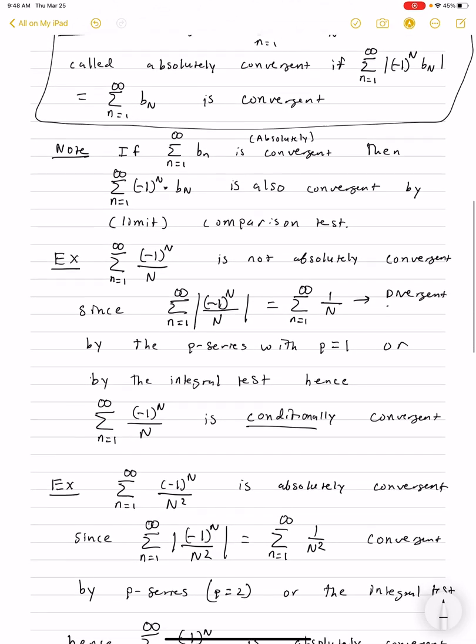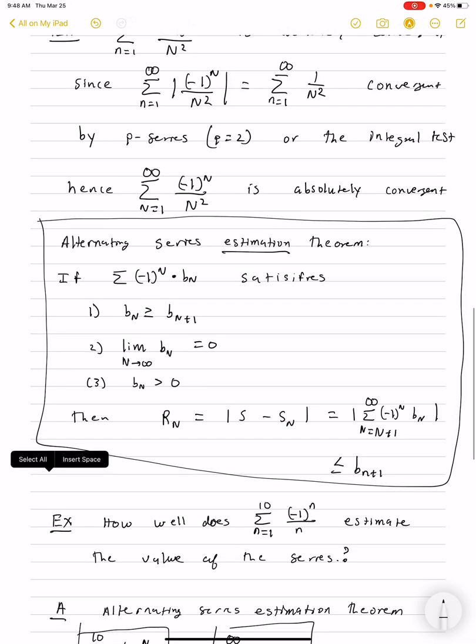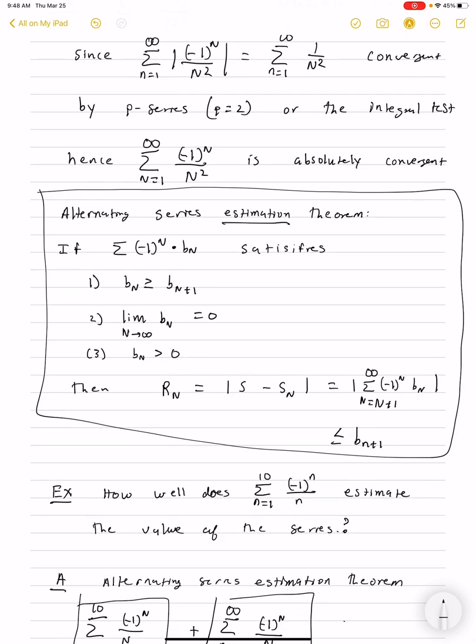Okay. Then the last idea is sometimes you'll be asked, how accurate are these many terms of the series as an approximation to all infinity of them? And you can use this alternating series estimation theorem to answer that question, as long as it's an alternating series that meets conditions 1 through 3.